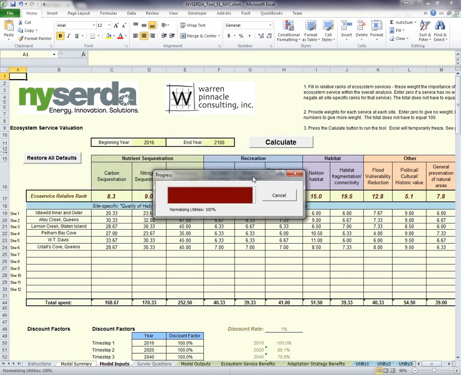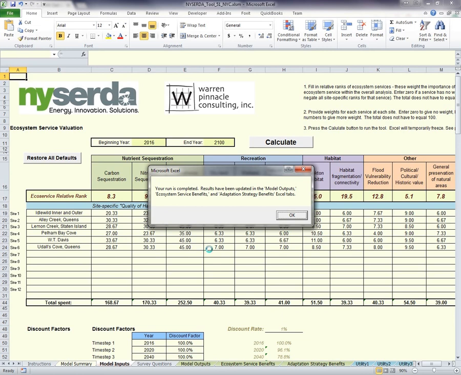Now it takes a little bit of time to run because what it's doing is it's going through data that has been extracted for each one of these sites, SLAM data. It's going through each one of the uncertainty analysis runs that were extracted from each of these sites. And then it is running that through utility functions and coming up with expected value utilities for all this. So there's a lot of calculations that are going on in the background, but I will pause.